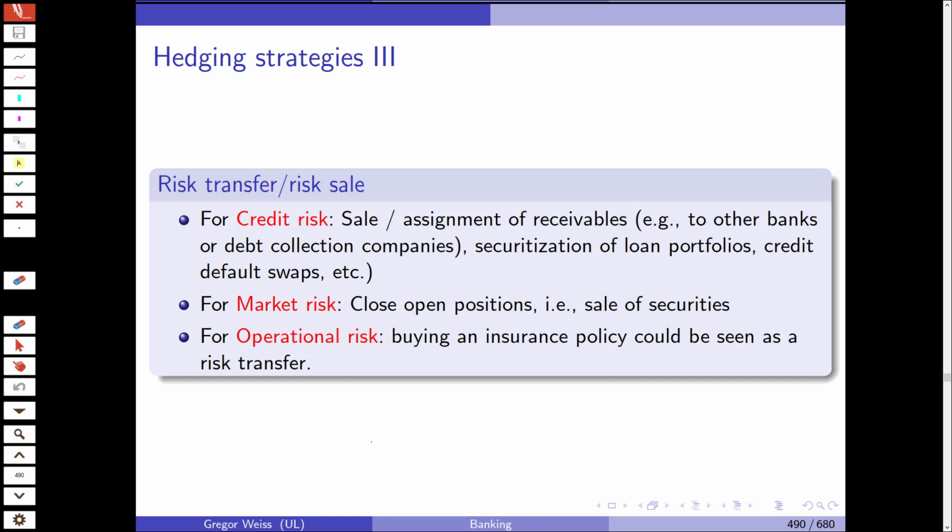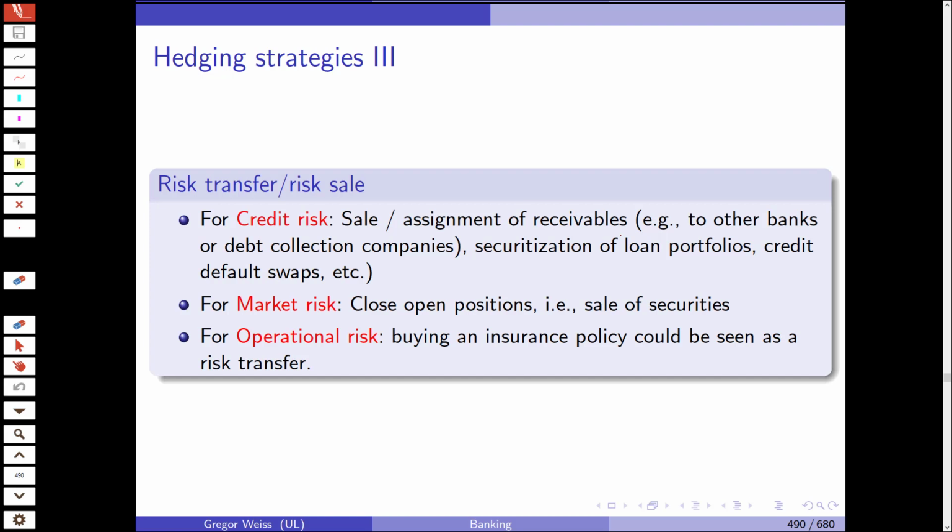You need to sign it over to that person, and you cannot just sell it on the market. Whereas if you securitize it via, for example, a mortgage-backed security or asset-backed security structure, you can actually make this marketable, and then you can sell a loan portfolio. Now, for market risk, it's pretty simple. You can close an open position, for example, by selling securities.